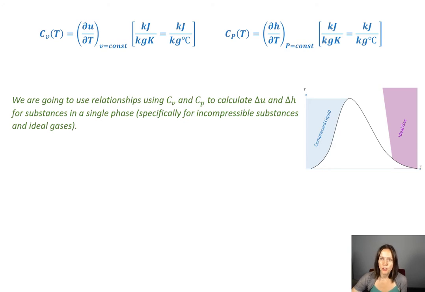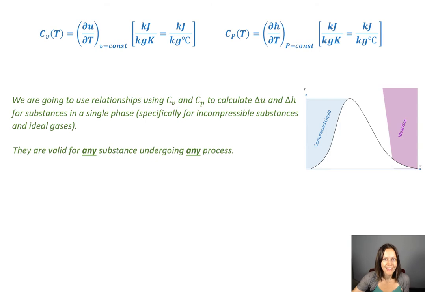We're going to use these relationships to calculate changes in enthalpy and internal energy for substances that are in a single phase, specifically for incompressible substances like a compressed liquid. These also apply for solids, because those are incompressible substances as well, and ideal gases. They're valid for any substance undergoing any process as long as you have one of those two conditions. It's either an incompressible substance that stays incompressible, or stays in the compressed liquid region, for example, or you have an ideal gas and for the entire process it's an ideal gas.